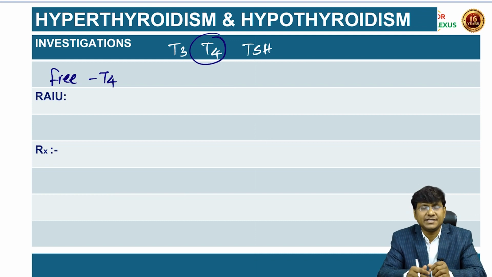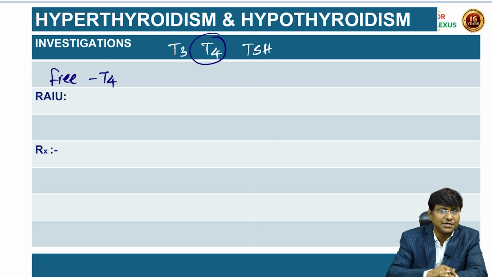After the evaluation of the TSH, the next important parameter that you need to check for is free T4. Why? Because the majority of the hormone released from the follicular cell is T4, and this T4 will undergo deiodinization, where it is converted into T3. So FT4 is a very, very important part of the evaluation.